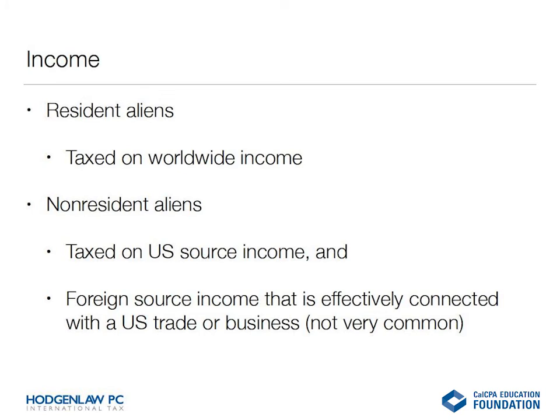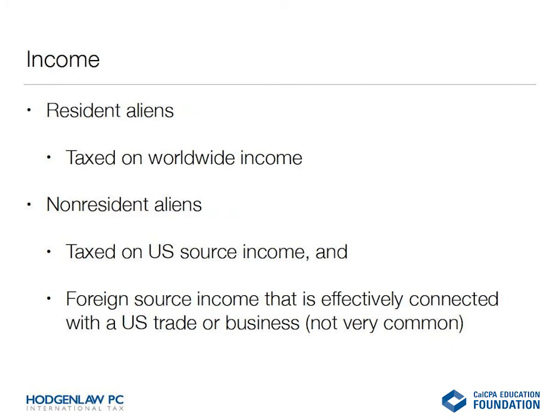So, resident aliens are taxed on their worldwide income, and the same is true for U.S. citizens. This is basically the normal tax filing that you would see on your Form 1040, all your U.S. income, and then any income that you earn from other sources would be reported on your tax return.